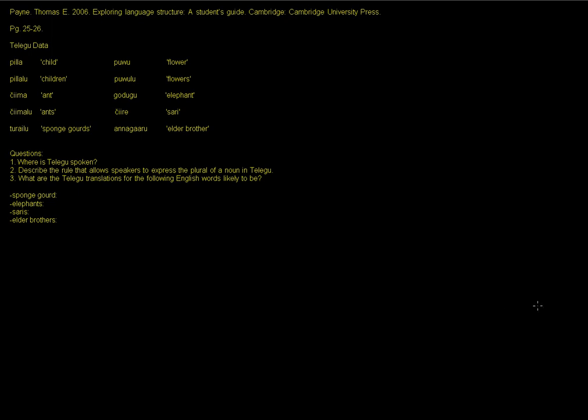So for example, if you can follow my pointer here, all language data sets will tell you the name of the language that you're working on. Here it's up here, Telugu. Okay, and then they'll also include data from that language and translations into an analysis language such as English.